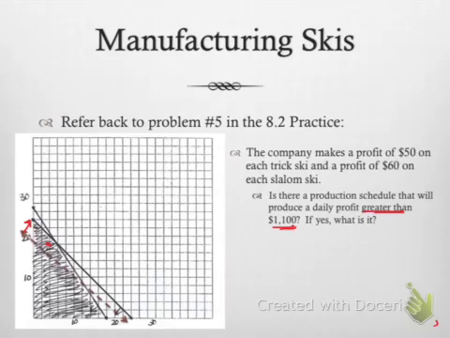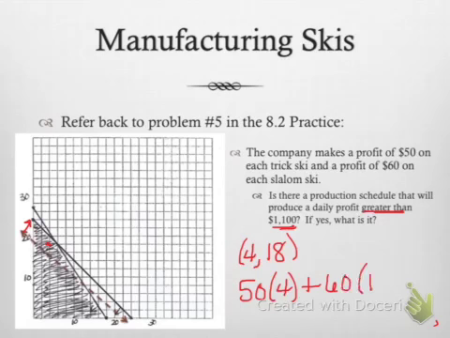Which is the point (4, 18). And if we put that point into the expression we had before, we could take the 50 times 4, which is the number of trick skis, plus 60 times 18, which is the number of slalom skis, and that's going to give us a total profit of $1,280. So obviously that's more than the $1,100 we were talking about before.